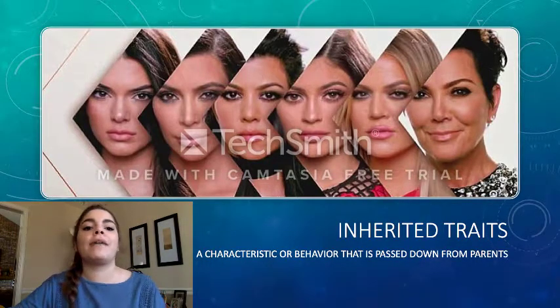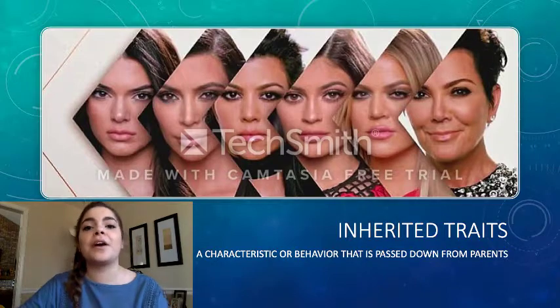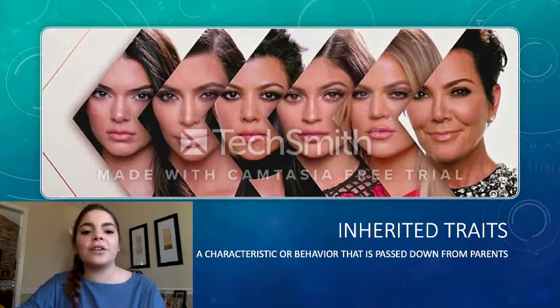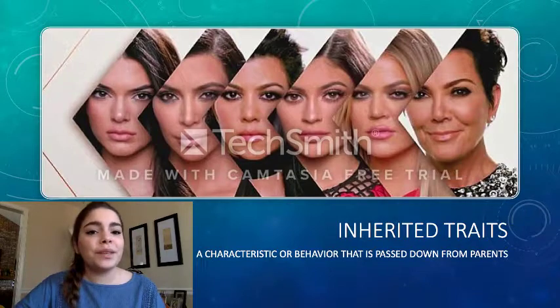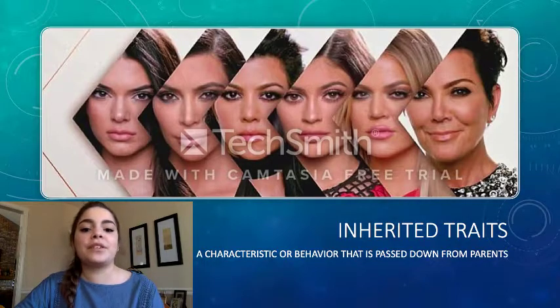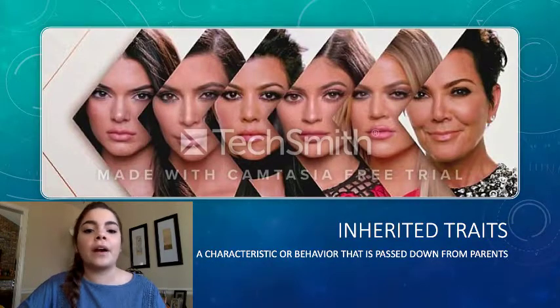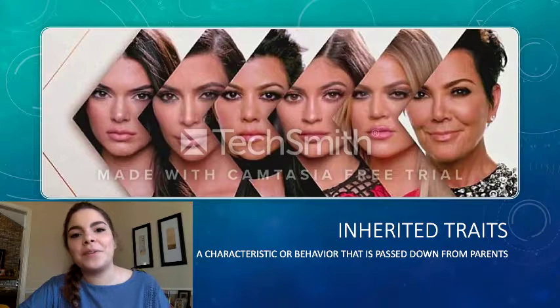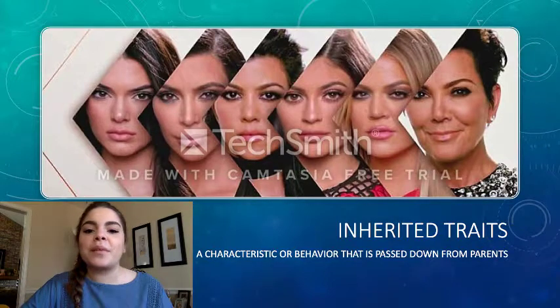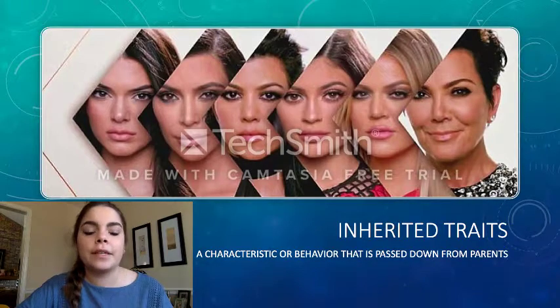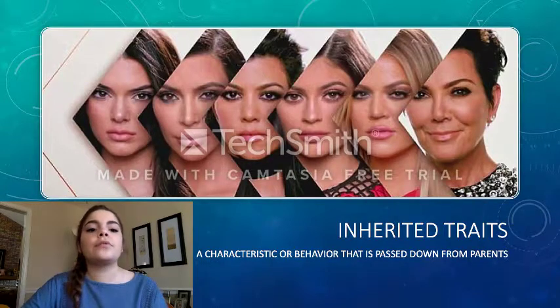The example I have up here is a picture of the Kardashian family. If you take a closer look, you see that they look alike. It's a good example of inherited traits because we see they all have brown hair, well, except the one who dyed her hair. But they all have the same face structure. They have the same eye color. So those are some examples of inherited traits that are passed down.